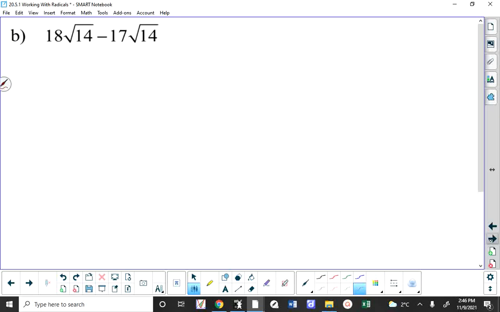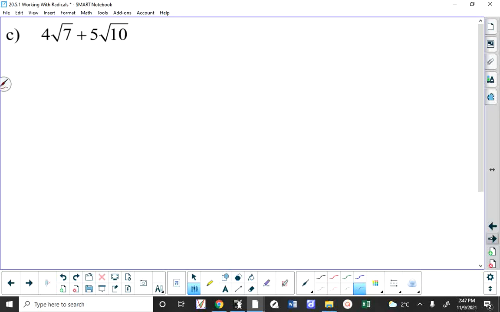18 root 14 minus 17 root 14. Well, if I had 18 donuts and I subtracted 17 donuts, other than a whole bunch of shame and eating 17 donuts all by myself, I would be looking at one donut left, right? So it's the same idea. I'm not going to draw 18 root 14s and subtract 17 of them. You get 1 root 14. Does that make sense so far? Okay.